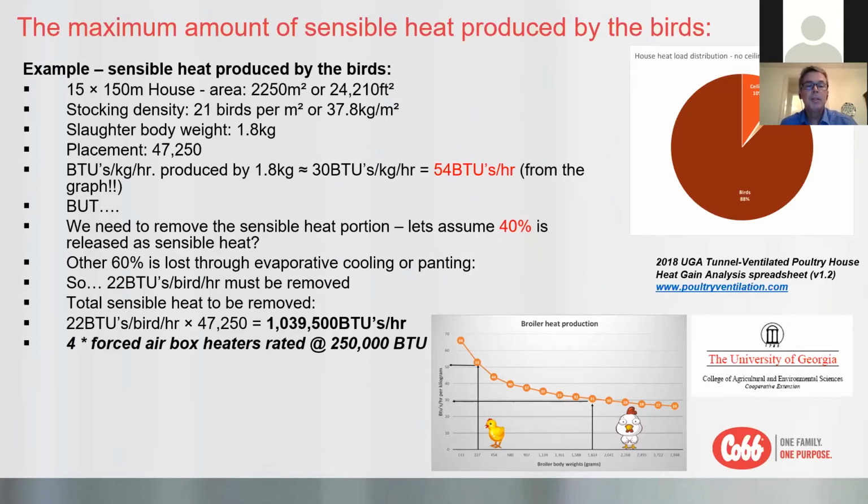So the total sensible heat to remove from that house, multiplied by the number of chicks in the house, is going to be somewhere in the region of 1 million BTUs per hour. So what does that mean? How much is 1 million? If you want a simple comparison, it's the same as running 4 forced air heaters all the time. If we ran 4 of those box heaters, the LB Whites, rated at 250,000 BTUs per hour, it's like turning on 4 heaters and running them continuously. So that's the amount of heat or energy we need to remove from the house.